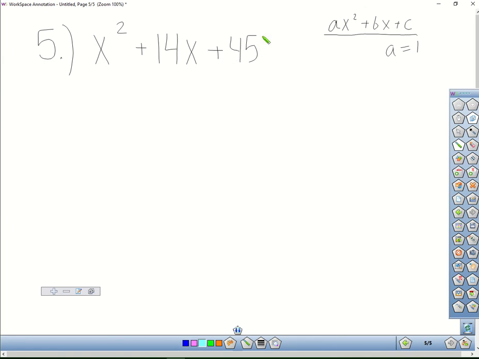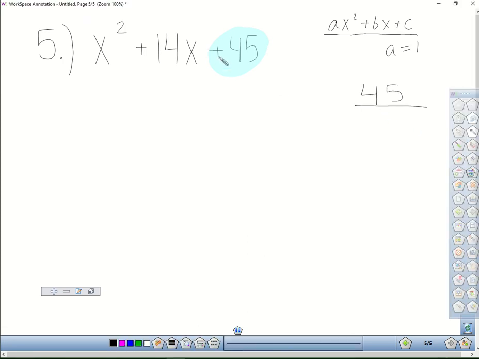So what you're going to do with this method is look at your c term, your number, the one that doesn't have a variable. Write that number off to the side somewhere, and take whatever sign it has. If it's positive, it's going to be positive. If it's negative, it's going to be negative. And you're going to look for all the possible factors of that number, so what you can multiply together to get that number.